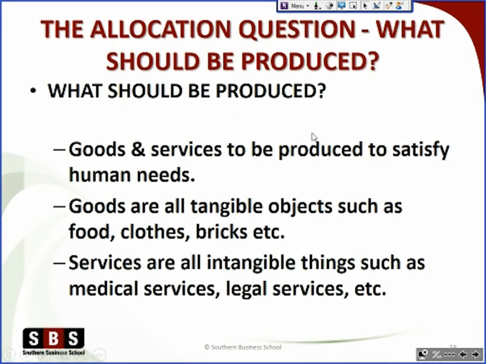Okay, this is just basic stuff that you can read through and it will make sense to you. Goods and services: goods are tangible, services are intangible. Services are things such as medical services, legal services, etc. Goods you can touch, like food, clothes, bricks, etc. There may be just short questions on this, but not particularly on this one. I'll just give you some tips as we go along.